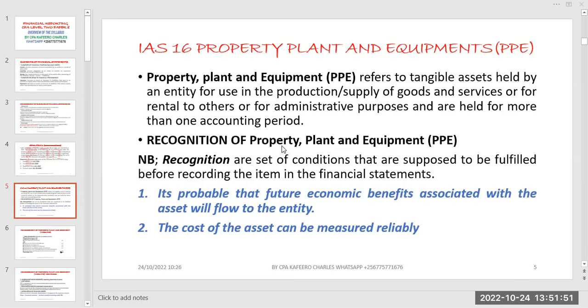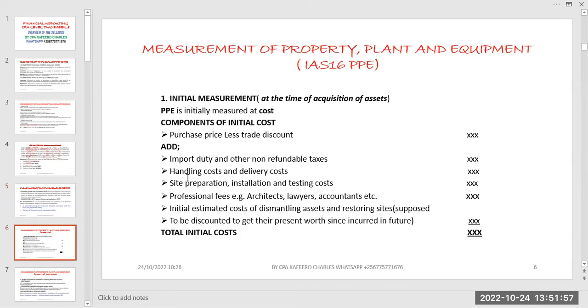That is the measurement. We are going to be looking at the measurement of PPE, property, plant and equipment. I said I'm going to be using PPE. Hope you can cooperate with me. And we are saying that we have two measurement criteria. These measurement criteria are very important because they tell us which base or measurement base we are going to use to recognize these assets.